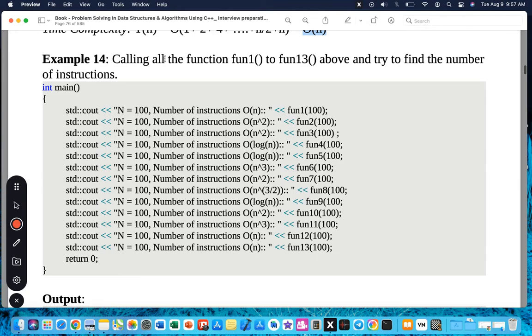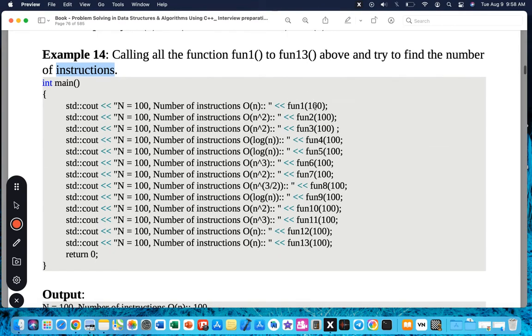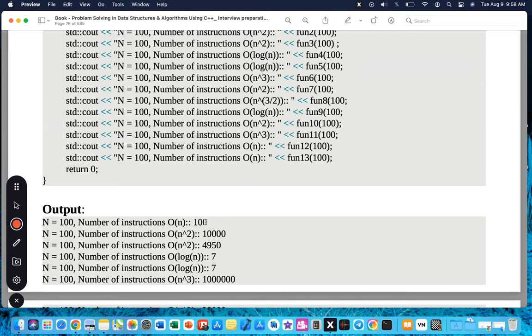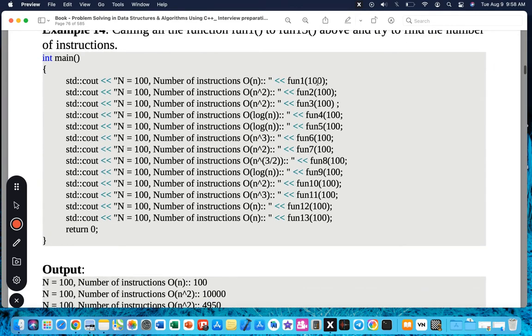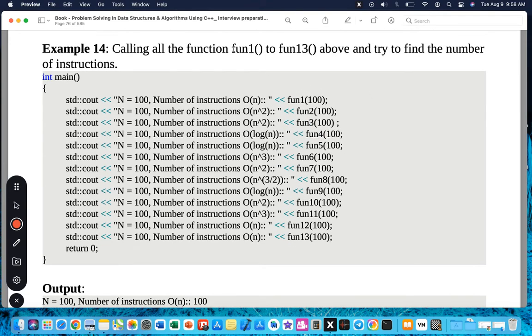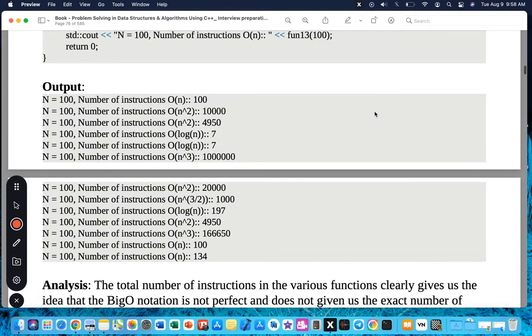Example 14: calling the functions f1 to f13 above and trying to find the number of instructions. All right. So the output is 110,000. So we called function 1, 2, 3, 4, so functions 1 to 13, all the functions from 1 to 13 in the previous examples. And that's how it shows.